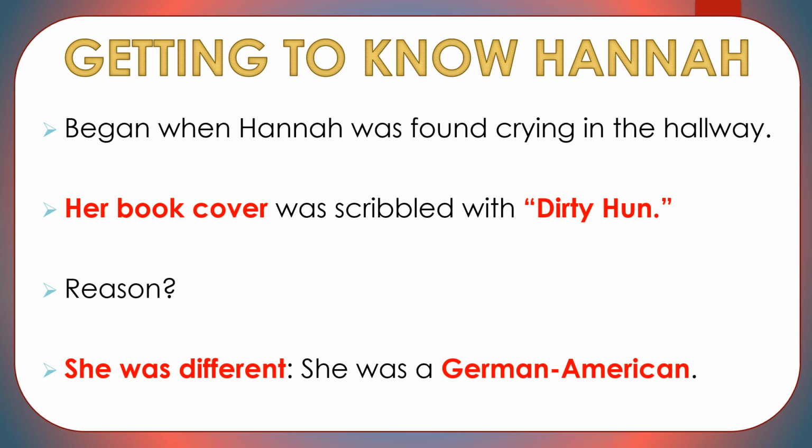So for example, if let's say you, a Malay, live in America, then you might be called a Malay American. If you are a Chinese, then you are a Chinese American. If you're an Indian, then you are an Indian American. So Hannah, yes, she has German blood, but she was just like everybody else. She was an American, but only that she has German blood, right? The detail of this story goes furthermore.